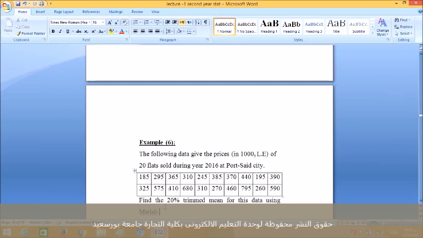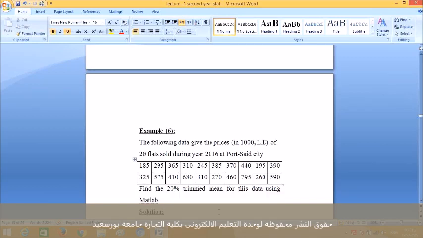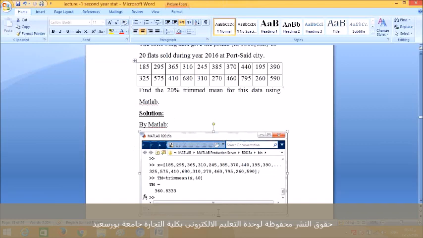Find the 20% trimmed mean of this data using MATLAB. So the manual solution is not requested here. Solution by MATLAB. Now enter the data like this. Then use trimmean of X and 40. Look here, find the 20% trimmed mean.